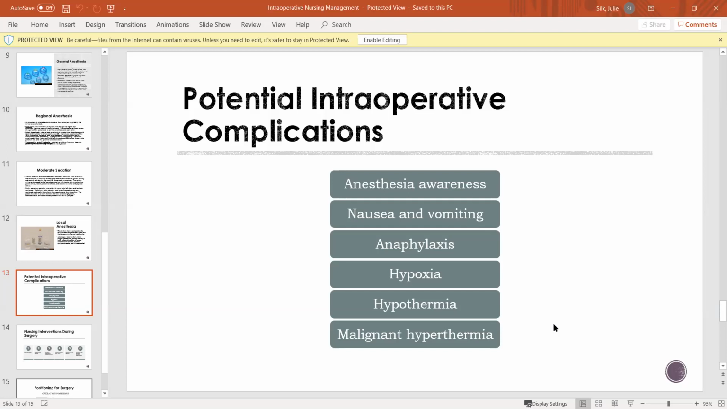Then you'll start to see the muscle rigidity. Then you could start to see heart dysrhythmias, like ventricular dysrhythmias. Then your blood pressure is going to start to go down. Then you're going to have oliguria. Do you guys know what oliguria means? It means your urine output is going to go down drastically.